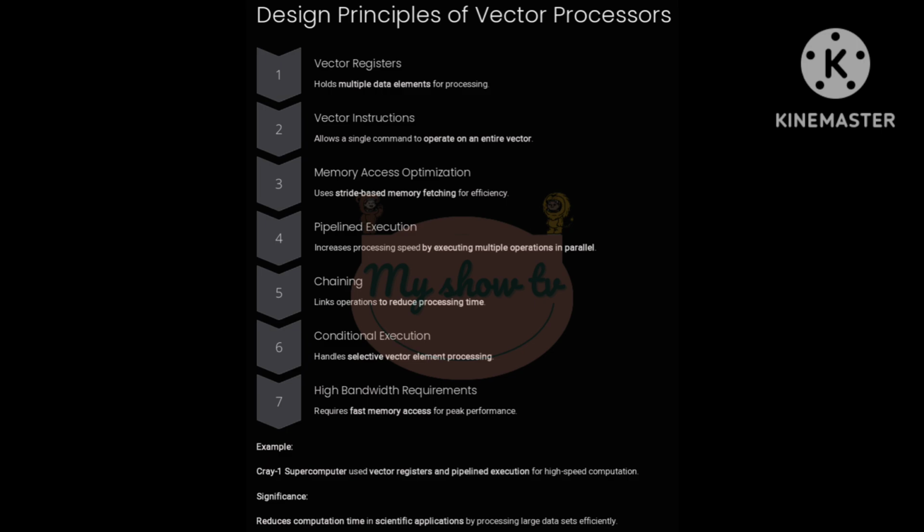The architecture of vector processors is specifically designed to maximize parallelism and optimize memory usage. Let's look at some of their key design considerations. Key design considerations. 1. Vector registers. Unlike general-purpose registers in CPUs that hold single values, vector registers store multiple data elements for simultaneous processing. 2. Vector instructions. A single vector instruction applies to an entire set of data, unlike scalar processors, which operate on one element at a time.